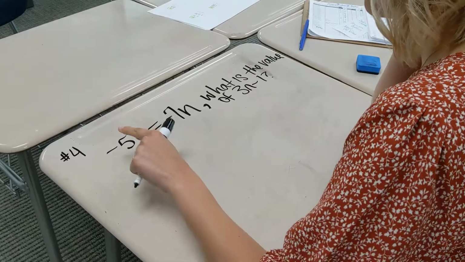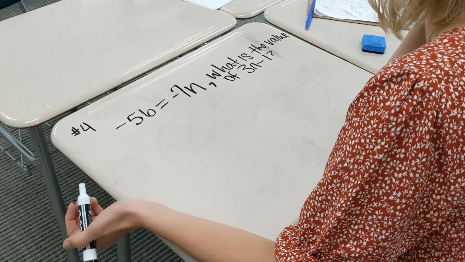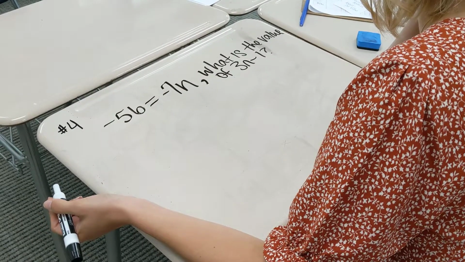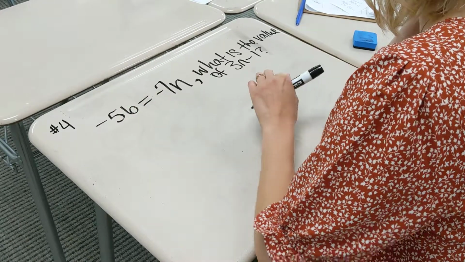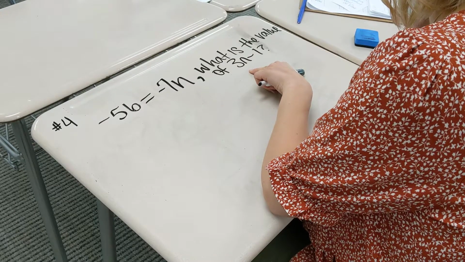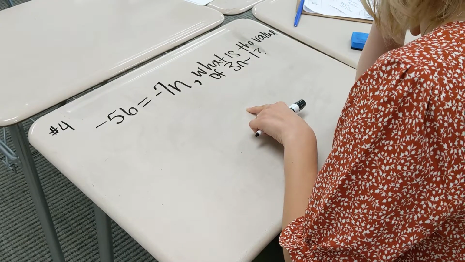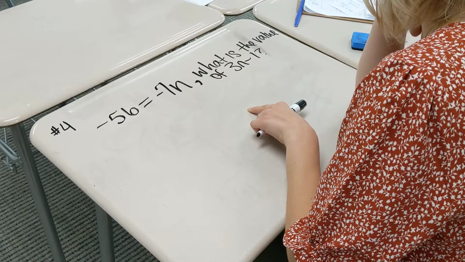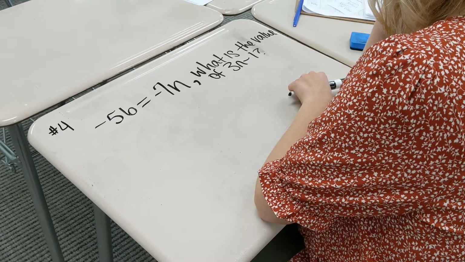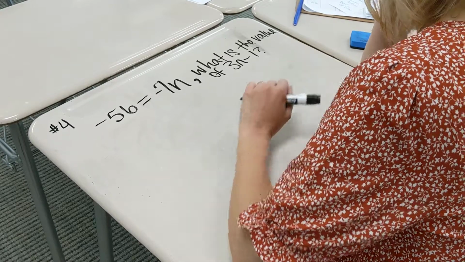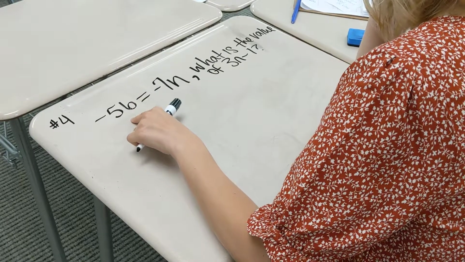So the question is negative 56 equals negative 7n. What is the value of 3n minus 1? All right, what is this question asking you to find? The value of 3n minus 1. Do you know all the values in that expression? No. What value don't you know? I don't know n. Is there anywhere in the problem that you'd be able to find the value of n? Oh, so I would have to first solve for n here.